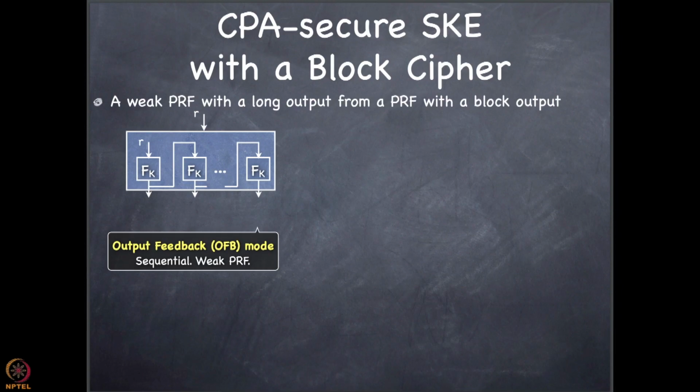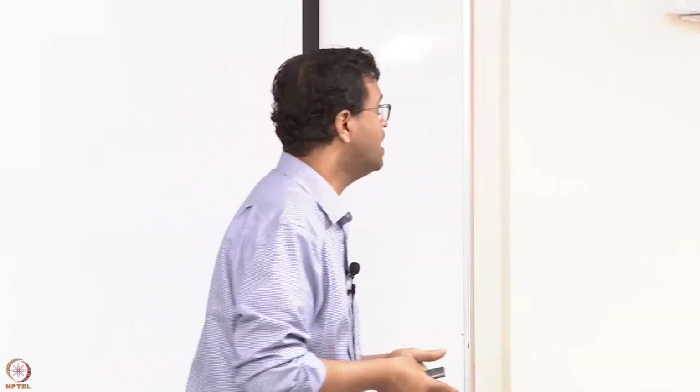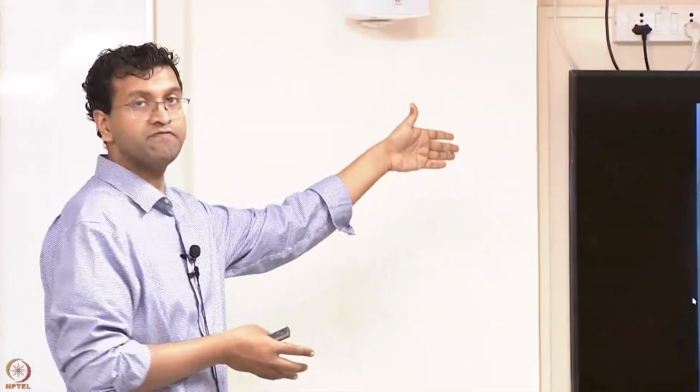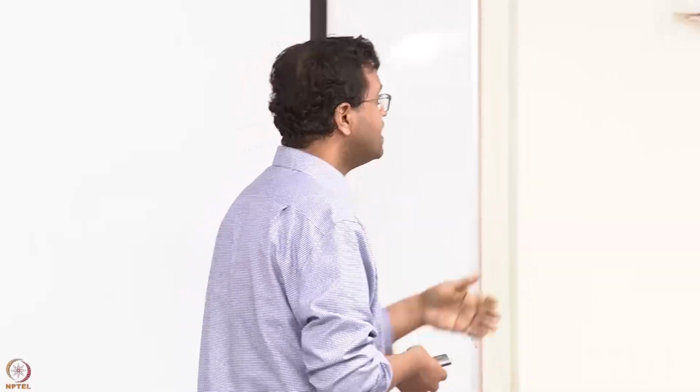Here's what it does. What we want has this interface of this big box, right? It takes R, produces many blocks of output. R is one block, so every line here, think of it as one block. So it takes one block as input, produces many blocks of output, and should be pseudo-random. How does it do it? Just feed that first block into the block cipher. Whatever it outputs, output it. And then use that still as an input to the next block.